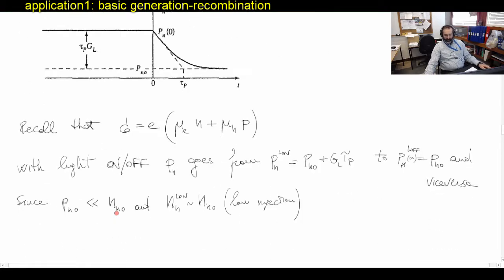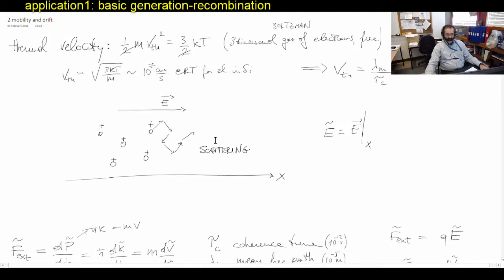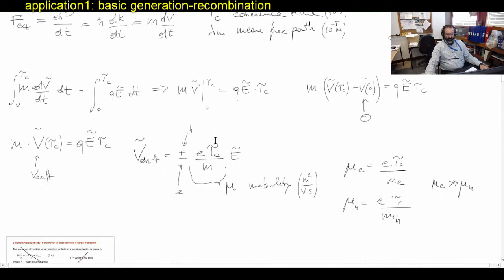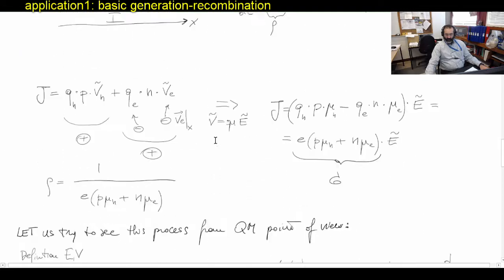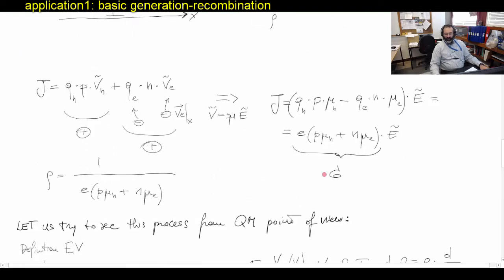Now, at this point, this is all very nice. Let's see how this applies to real life. We need to remember that when we defined drift, we also realized, if you remember, that when we defined drift, we defined effectively sigma, the conductivity of a semiconductor, or also the resistivity of the semiconductor.